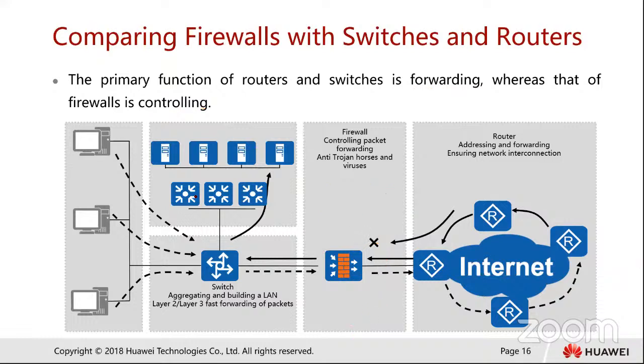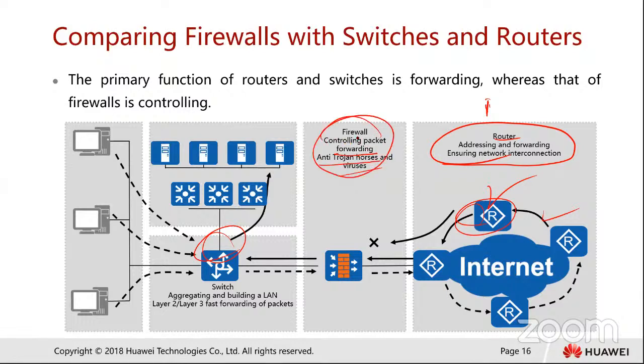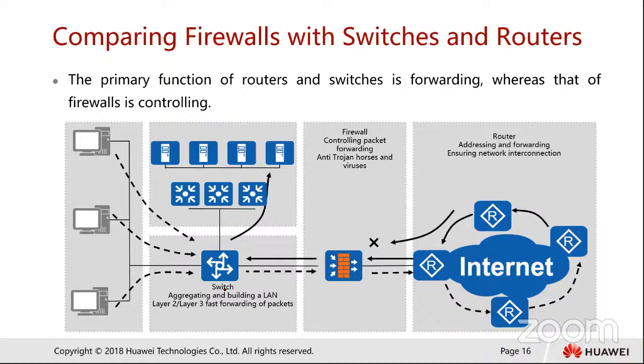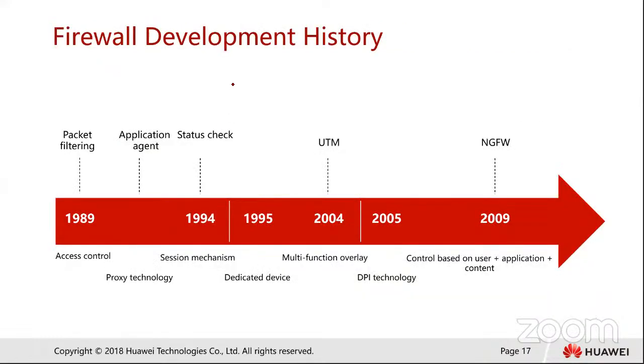For our routers, their basic function is addressing and forwarding and ensuring network interconnection across different network segments. Whereas here the firewall is going to control packet forwarding. It's also going to act like anti-Trojan horses and viruses. This is what we're calling our firewalls. Whereas a switch is basically for fast forwarding of our packets within the same network segment. This is what we're calling the switches. So the history or the development of firewalls, it has grown.